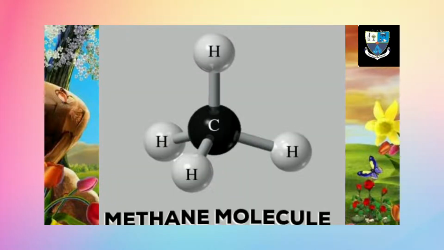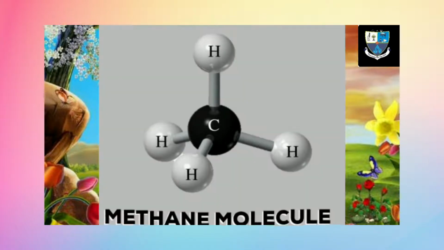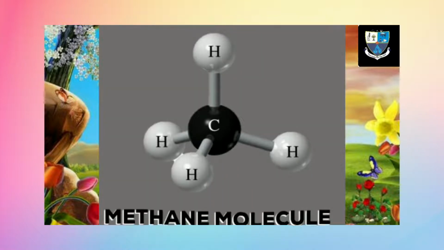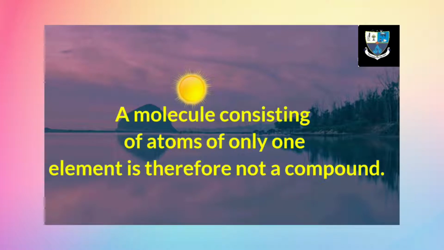Next is an example of a chemical compound, which is a methane molecule. Next, a molecule consisting of atoms of only one element is therefore not a compound.